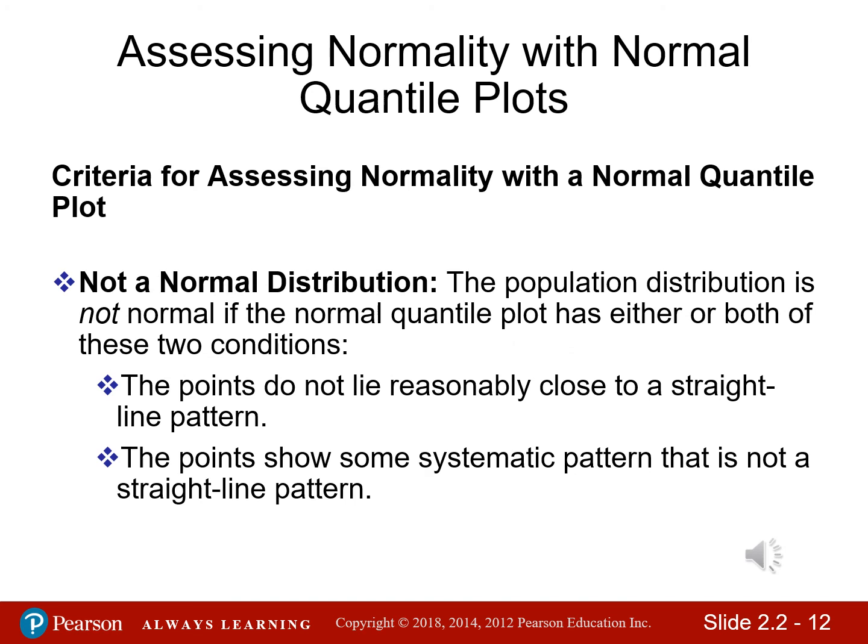On the other hand, a population distribution is not a normal distribution if either of the following two conditions exist. First, that the points on the plot do not lie reasonably close to the straight line pattern. And second, the points show some sort of systematic pattern that does not include the straight line. Let's look at some examples using the normal quantile plot.